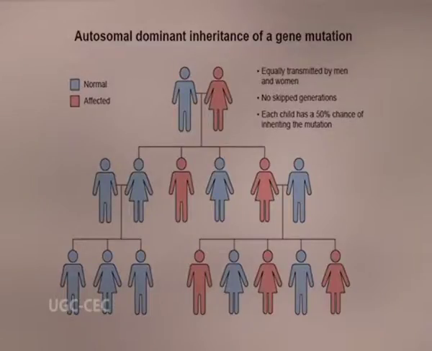A dominant trait typically appears in each generation since the allele is expressed even by heterozygotes, capital A and small a. If one parent is heterozygous, that is capital A small a, and the other is homozygous recessive, small a small a, there is a 50% chance that any child of theirs will be heterozygous, capital A small a. Since such traits are expressed both in the heterozygous and homozygous condition, they are commonly seen in the population.